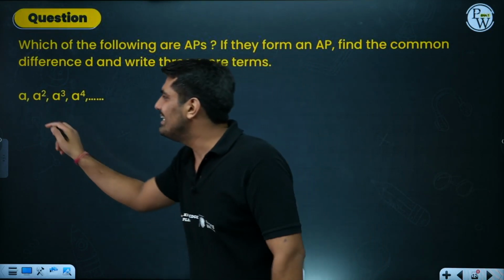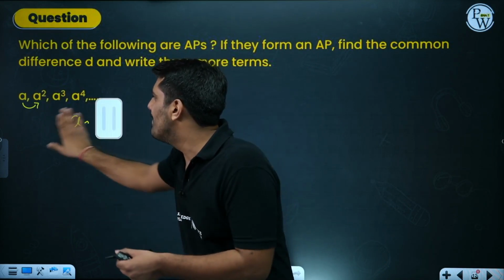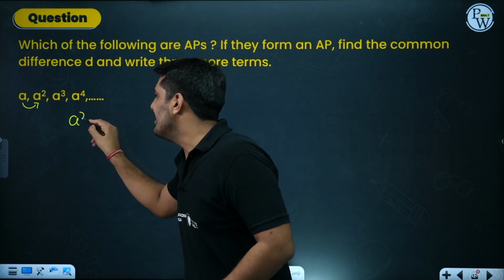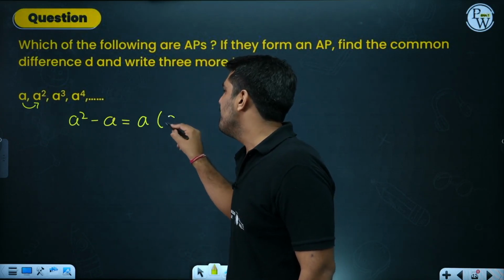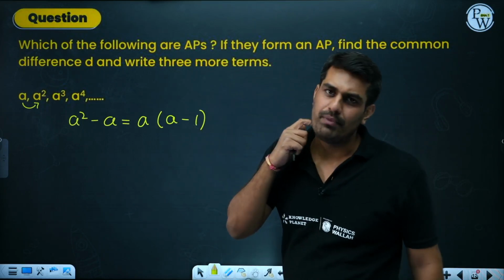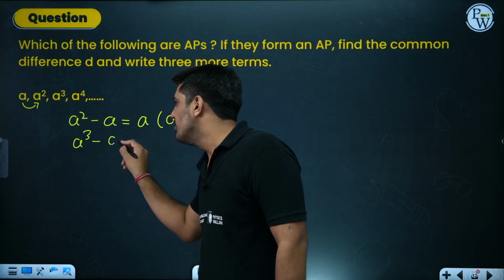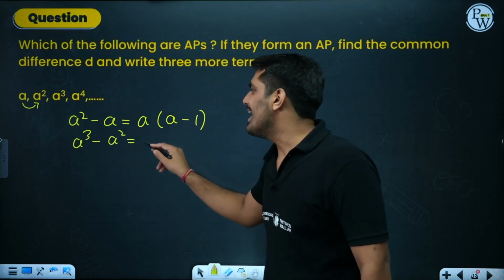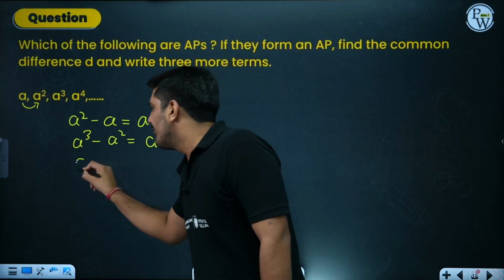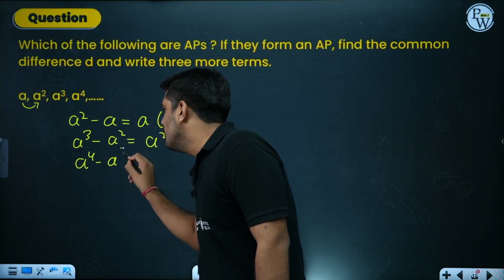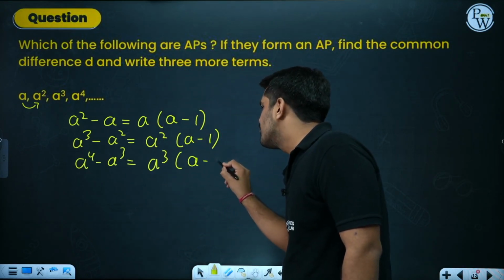So over here, basically, I'll subtract this from this. So A square minus A square minus A. What will happen? I'll take A common. I'll be left with A minus 1. Fine. In the next case, I'll subtract A square from A cube. Again, taking A square common, I'll have A minus 1. Then A raised to the power 4 minus A cube. What I'll be getting is A cube into A minus 1.